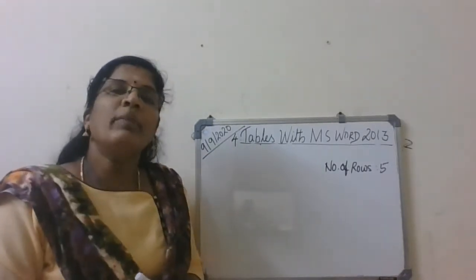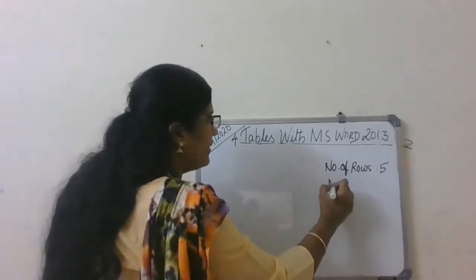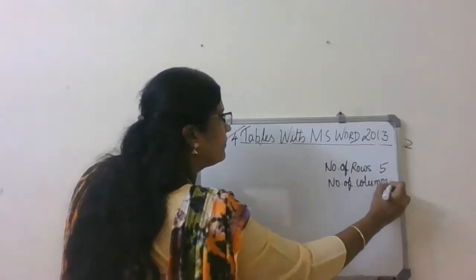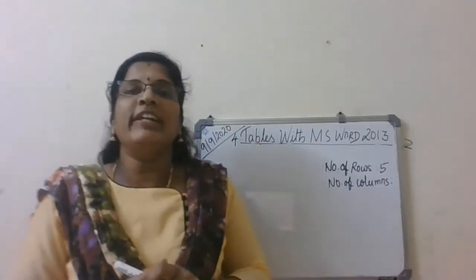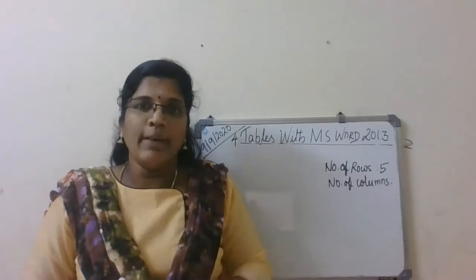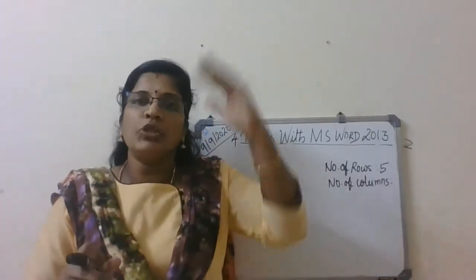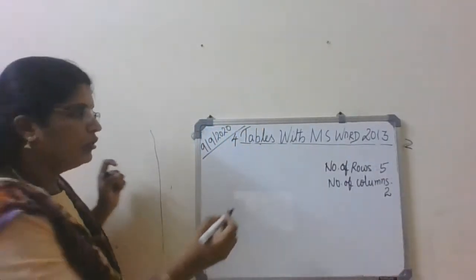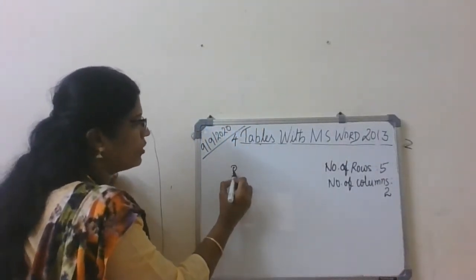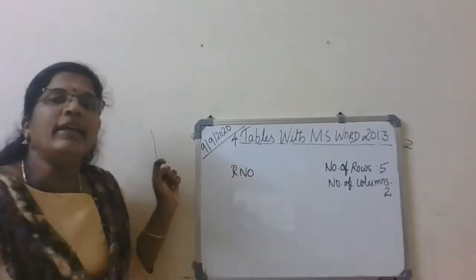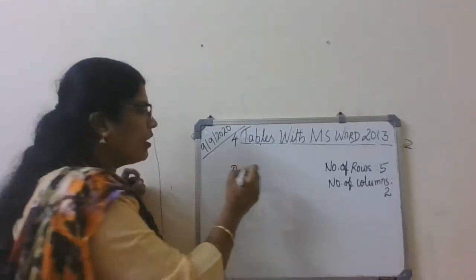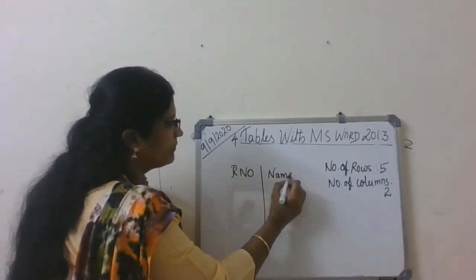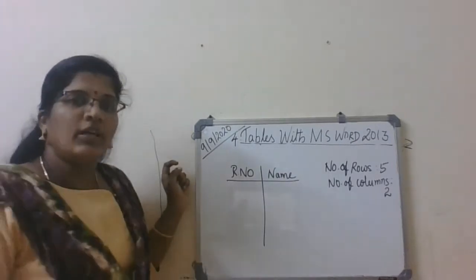Then how many columns do I need? Number of columns. What I'm going to display is the serial number or roll number and then the name. So how many columns? 2 columns. So it is 2. Okay, let's see how to do it. The first one is roll number. That is a heading for the table, for each column. Then on the other side I need the name of the student.